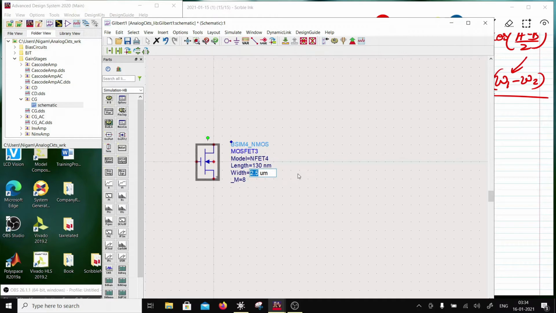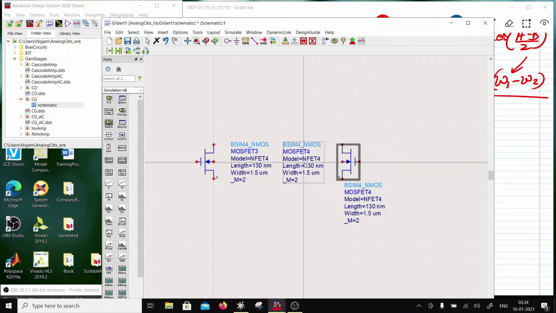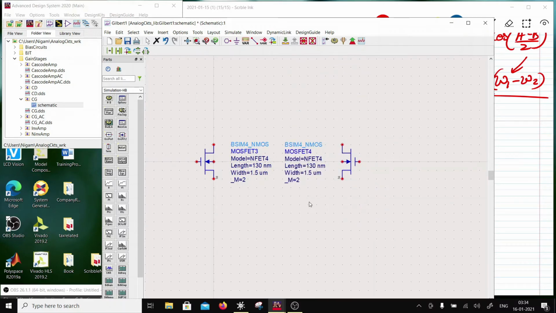Why is it so slow? 1.5 into 2. Okay, so now in this case K1 equals K2. So I'm going to repeat this one. This is going to be my one translinear cell. Correct? So this is one translinear cell. I'm going to repeat it.